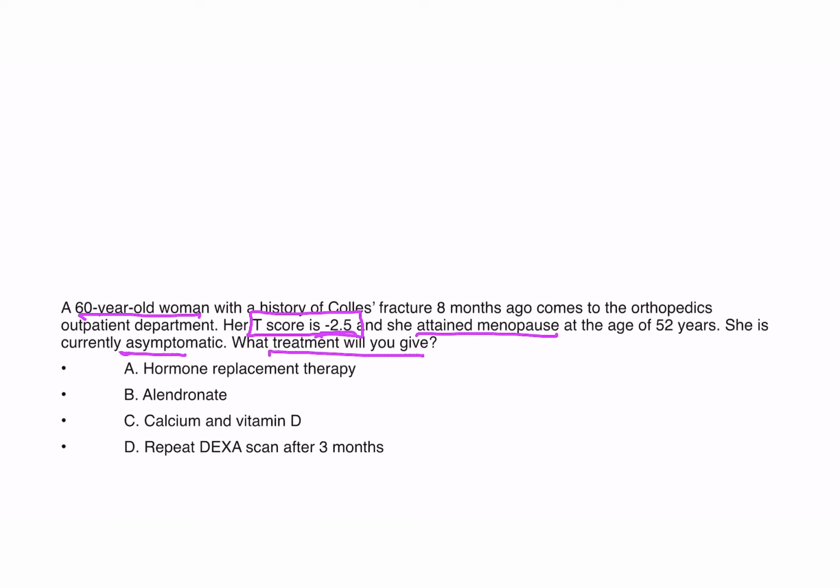In that case, the best management to start with, the initial best treatment for any osteoporosis, would be a bisphosphonate. So the answer is alendronate. But before starting alendronate, I should make sure the person's calcium and vitamin D are normal, and also I should make sure the patient's renal function test is normal, right? So the management is alendronate, but I would definitely investigate the patient for RFT and calcium and vitamin D as well. That should be your way of approaching the question.